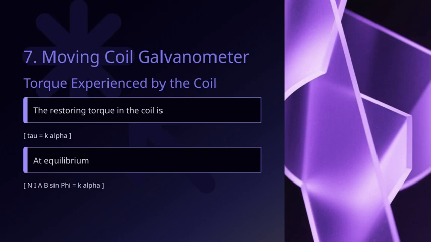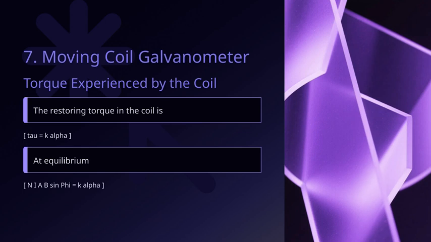NIAB sin phi equals K alpha. This equation essentially describes the relationship between the magnetic forces and the torsional restoring force in the galvanometer. When the coil is displaced by an angle alpha, the magnetic force produces a torque proportional to these factors, including the magnetic field strength, the current, and the coil's dimensions. At equilibrium, the torque provided by the magnetic forces, which is NIAB sin phi, balances the restoring torque, which is K alpha. This balance point is crucial because it determines the coil's stable position when a current flows through it.